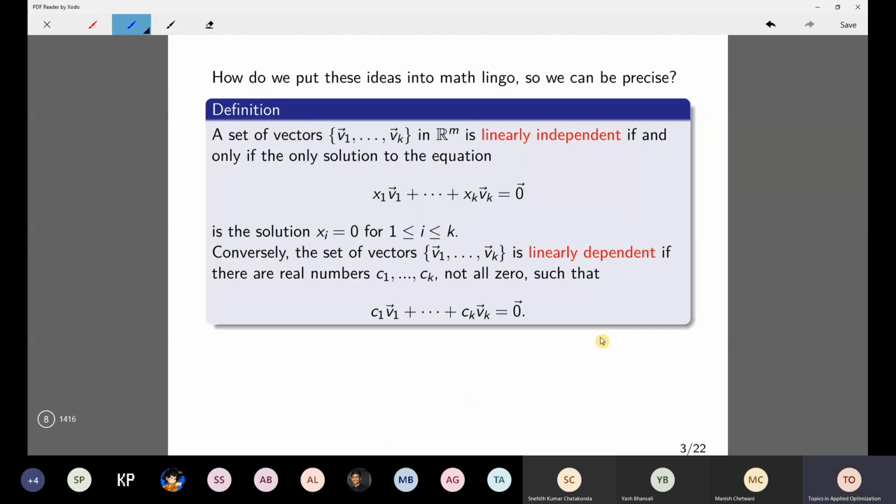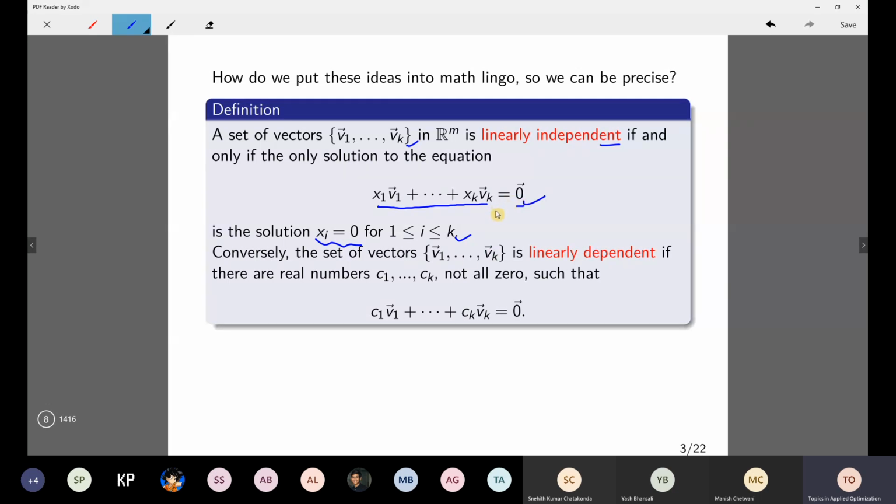So how do we put these ideas in maths lingo, and how can we be precise? A set of vectors v1 to vk in Rm is linearly independent if and only if the solution to the equation x1 v1 plus ... plus xk vk equals 0 is xi equals 0 for 1 less than or equal to i less than or equal to k. What this is saying is, to check whether the vectors are linearly independent, you form an equation like this and equate it to 0. If it turns out that x1, x2, and all the xi are 0 for i from 1 to k, then the vectors must be linearly independent.